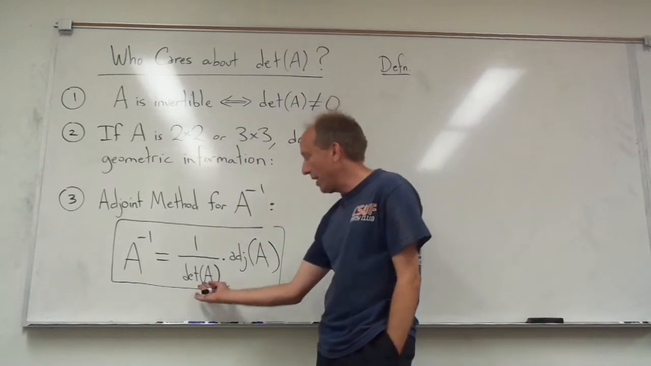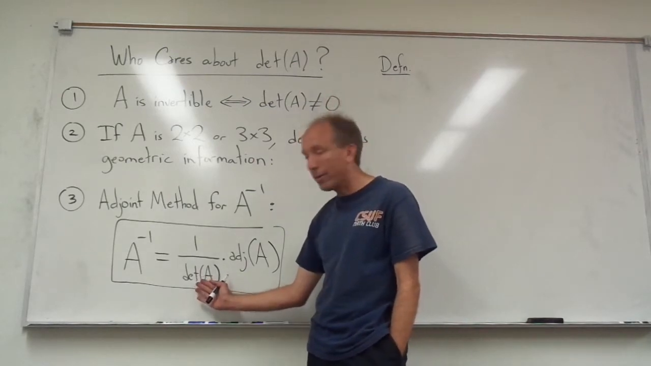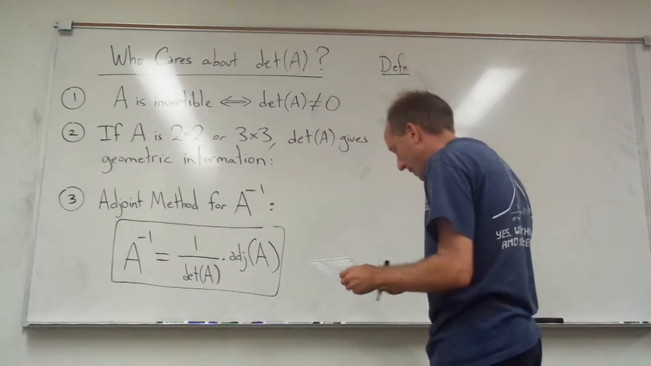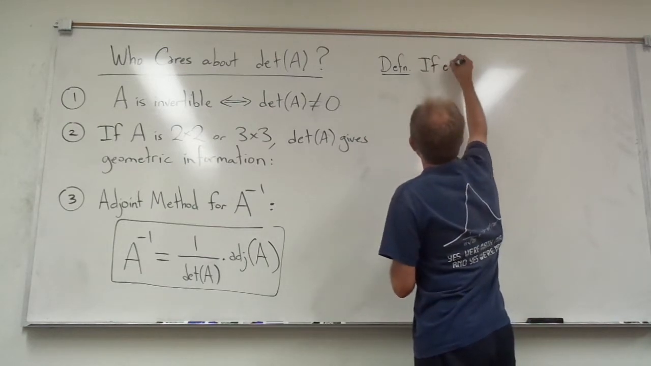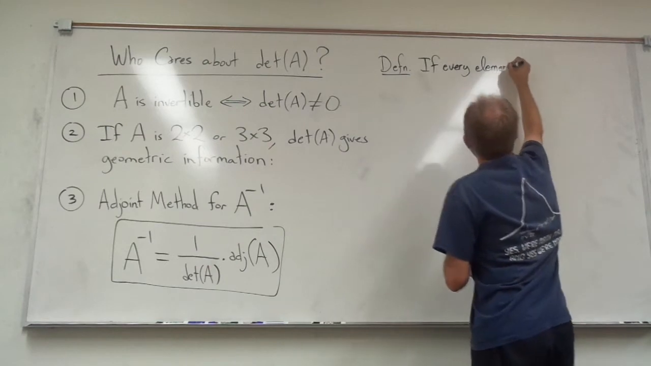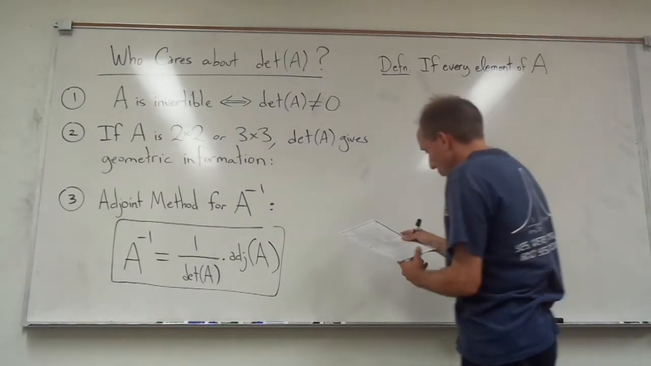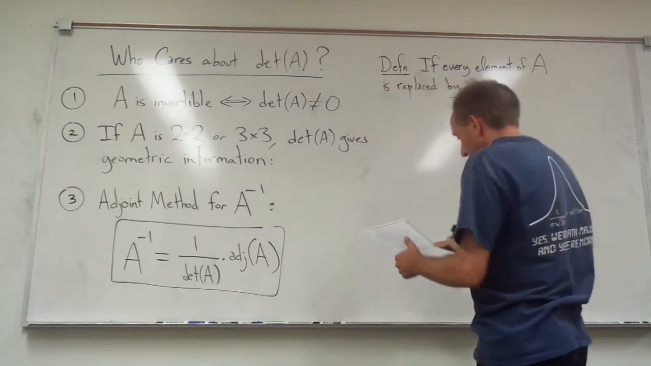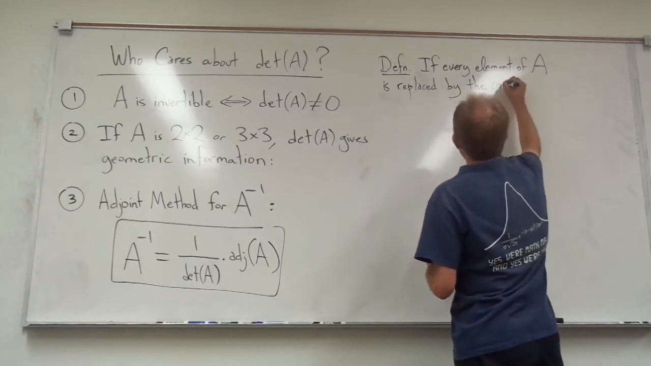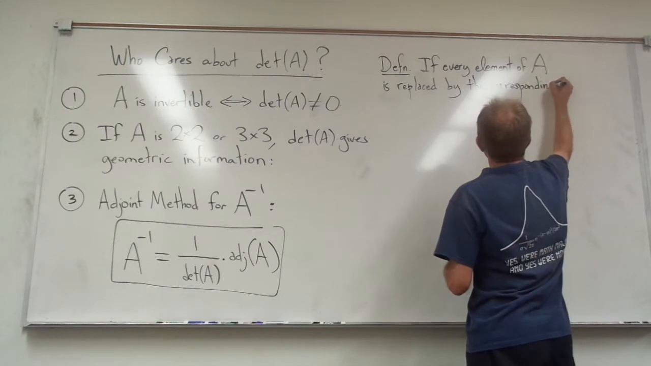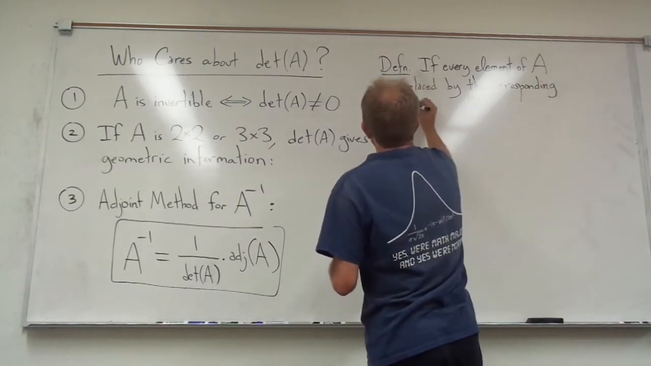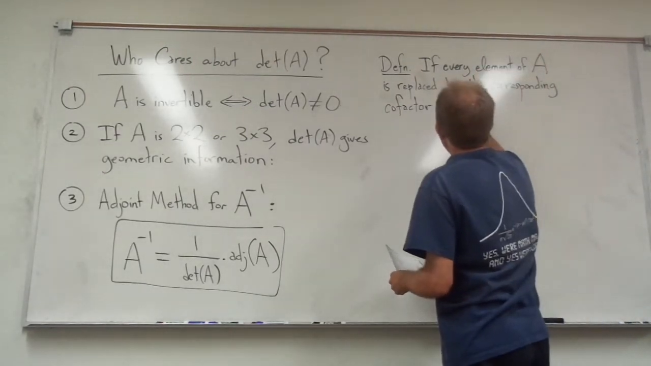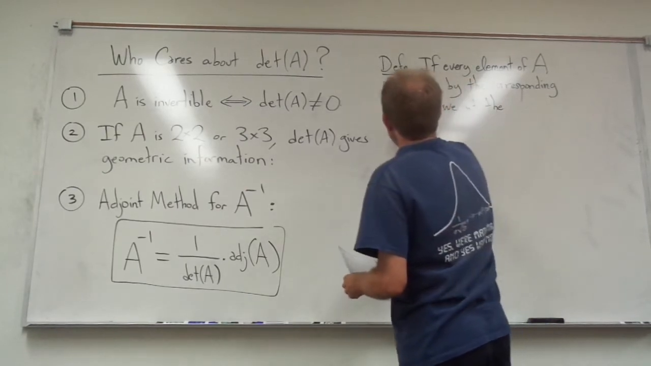Okay? You do have to be able to find the determinant of the matrix, because that's a scalar that you're going to divide by out in front. And you have to find the adjoint of A, and I have to tell you what that is. So here's a definition. If every element of capital A is replaced by its corresponding cofactor, so if we replace every element of the matrix by the corresponding cofactor, I'm going to show you an example in a minute, we get what's called the matrix of cofactors.